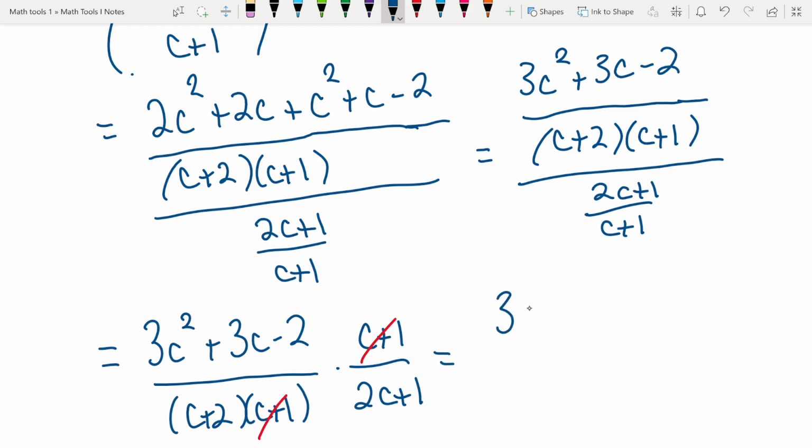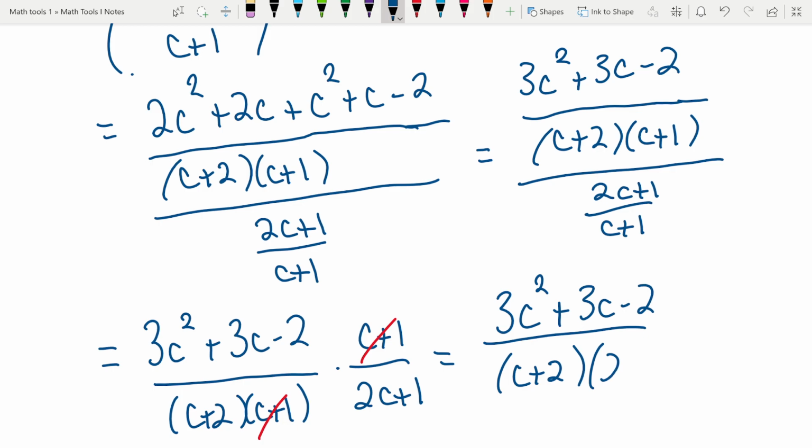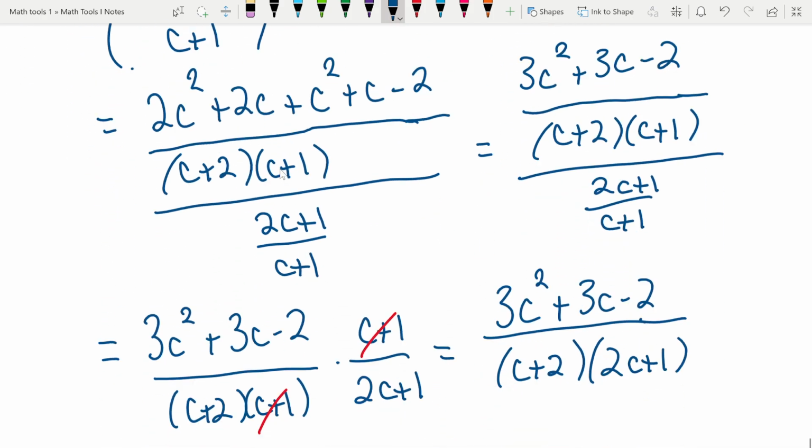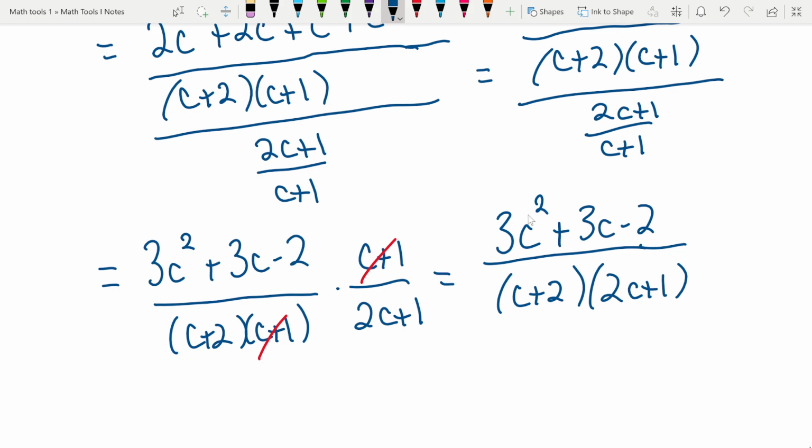So now we have 3c squared plus 3c minus 2 over c plus 2 times 2c plus 1. And that's as simple as we can make it. If we could factor the top, maybe there would be another common factor, but ultimately our goal was to go from this expression, which has fractions within fractions, and turn it into just one singular fraction.